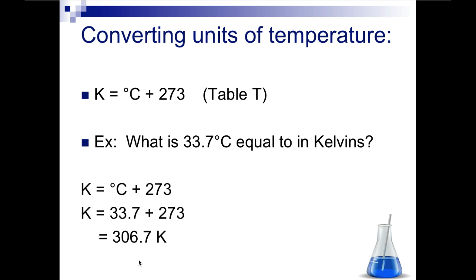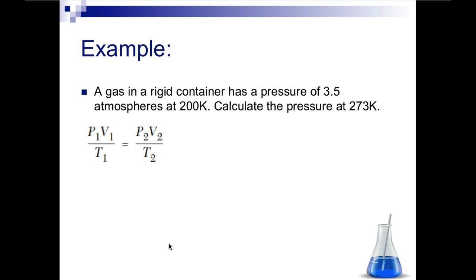The other thing we need to remember how to convert is temperatures. We talked about this in our last unit when we talked about heat, but let's look at this again. Kelvin is equal to your degree Celsius temperature plus 273. For example, what is 33.7 degrees Celsius equal to in Kelvin? We're going to take 33.7, add it to 273, and get 306.7 Kelvin. Awesome. So now you guys are ready to solve any of these problems.